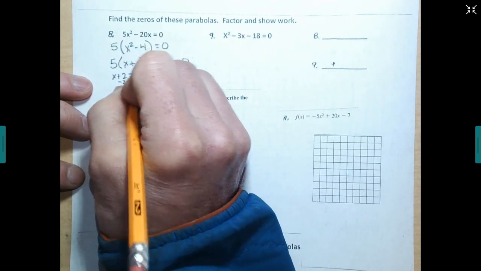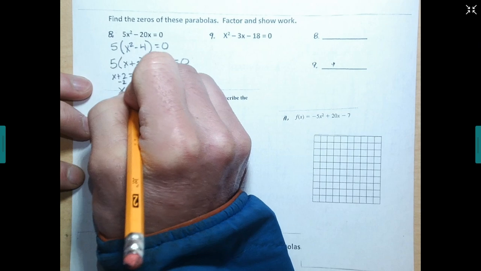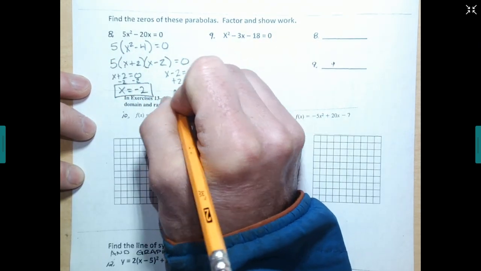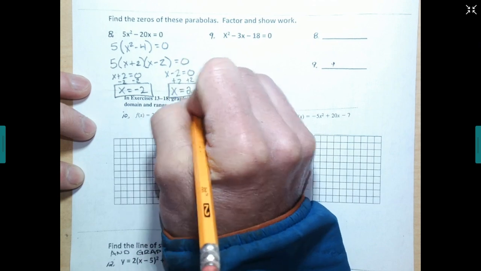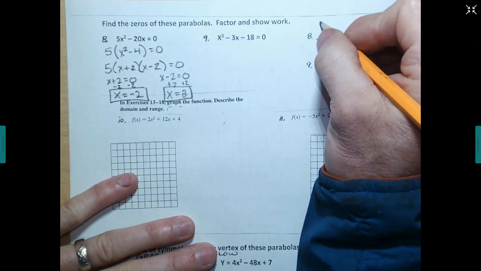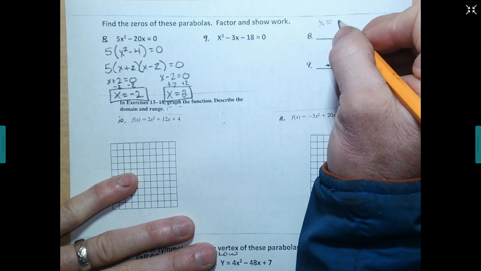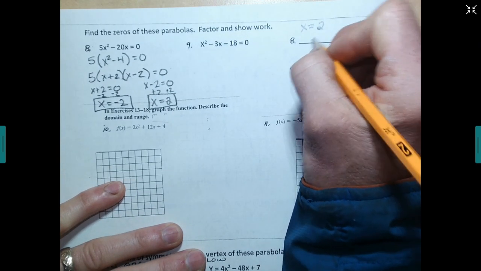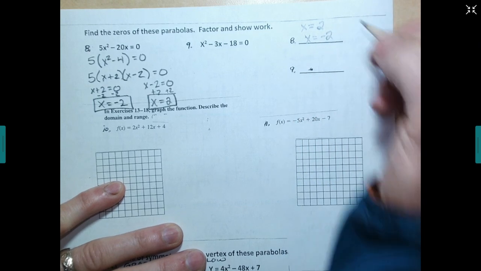Minus 2, so x equals negative 2, and then add 2, x equals 2. So there we have it. x equals 2 and x equals -2.